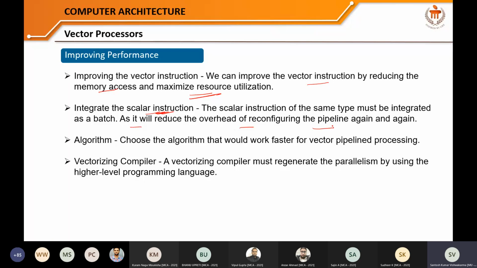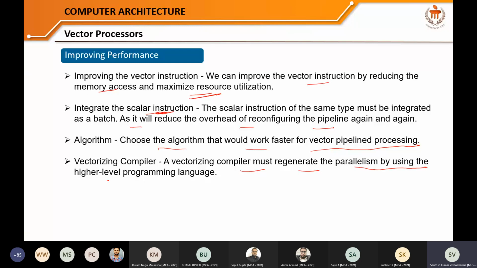And what kind of algorithm we are going to use, although it will be beyond the curriculum, if we take the examples of algorithm. So choose the algorithm that would work faster for vector pipeline processing. And vectorizing compiler. Obviously the role of the compiler is very important when it is integrated with the concept of vector processors. So a vectorizing compiler must regenerate the parallelism by using the higher level programming language.